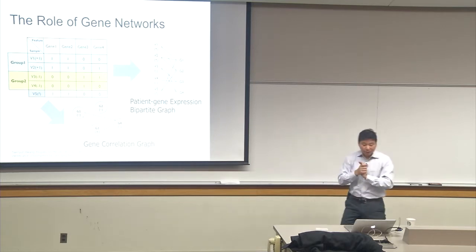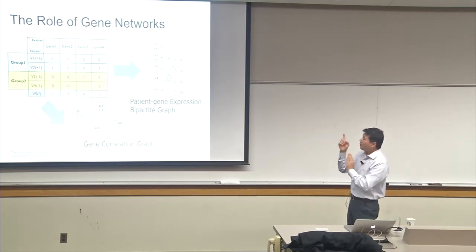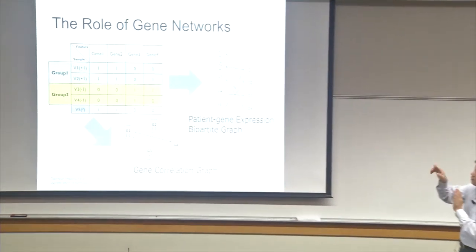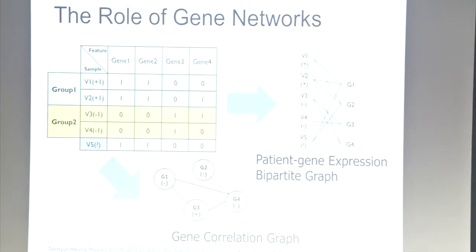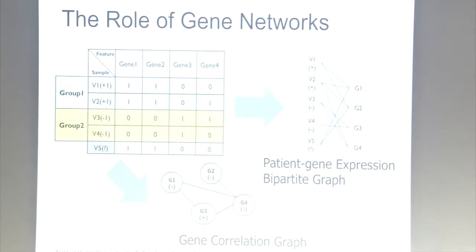We applied two kinds of algorithms. One of them is a bipartite graph approach, where your original data is a matrix. Say you have group 1 and group 2 patient samples.